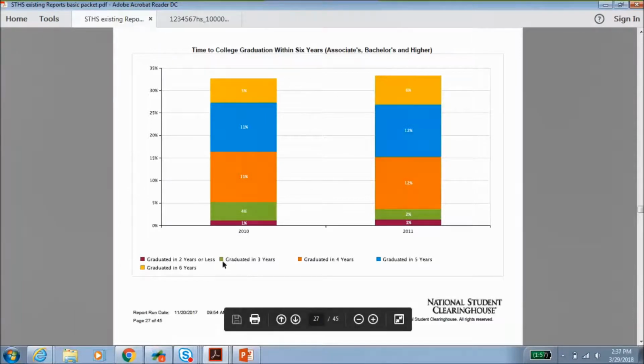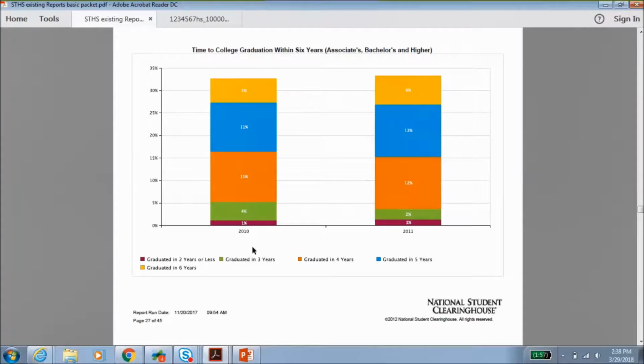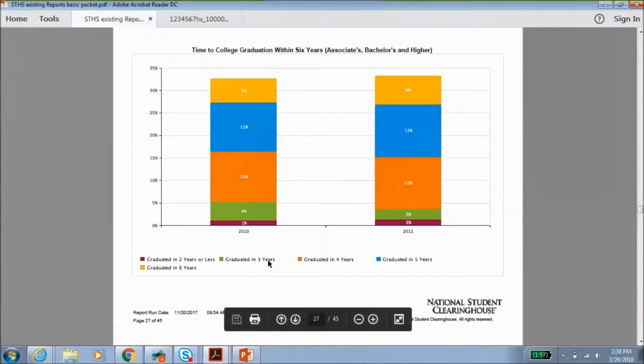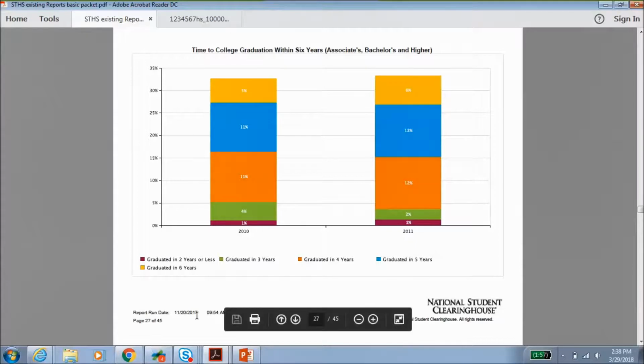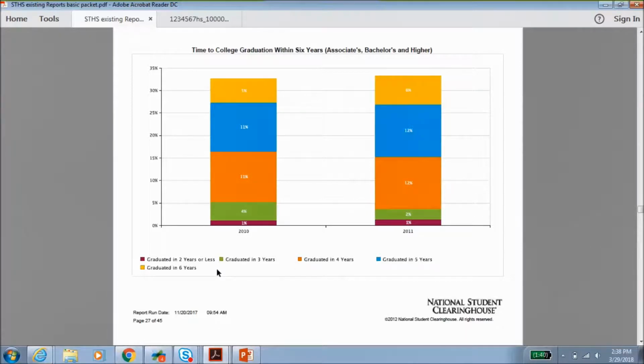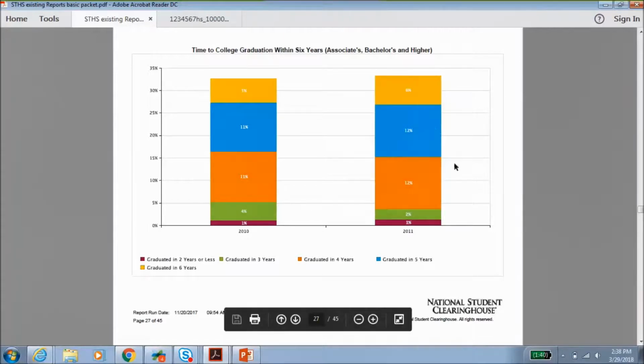Here's the legend. The burgundy shows that 1% graduated in 2 years or less. The green is showing you graduated in 3 years, orange is graduated in 4 years, blue is graduated in 5 years, sorry about that, and then the yellow is graduated in 6 years. So it helps you get a different perspective on what your class of 2010 is doing. Here's the 2011 comparison.